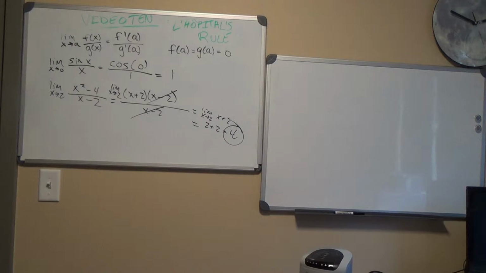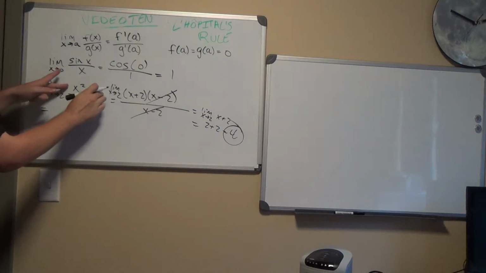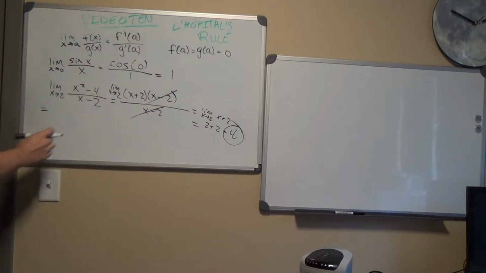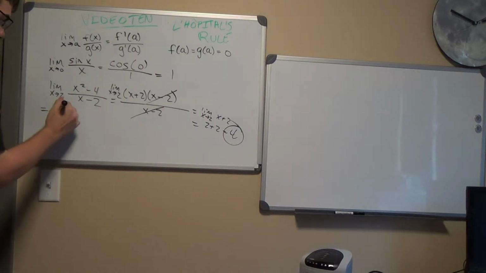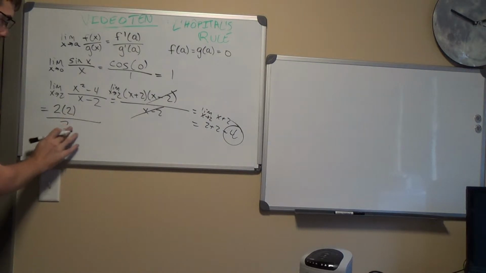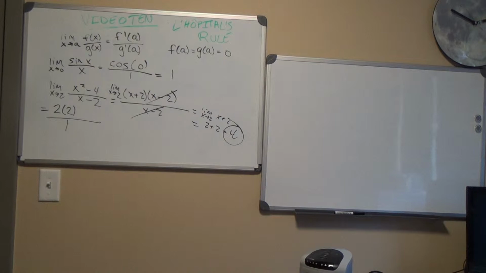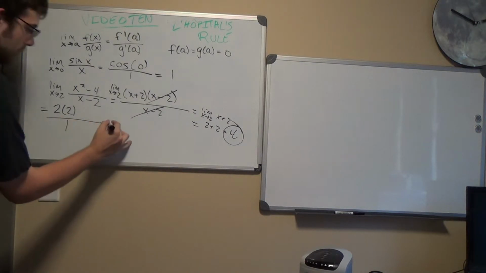Now we're going to use L'Hopital's rule to apply to this. If we take the derivative of the top, evaluated at x equal to 2, it is 2 times 2, divided by the derivative of the bottom, which is 1, and that is equal to 4.